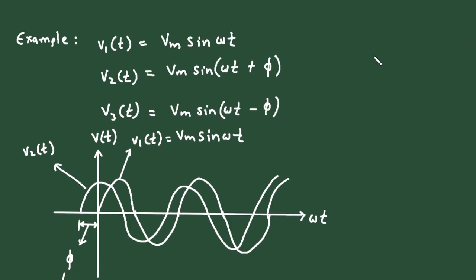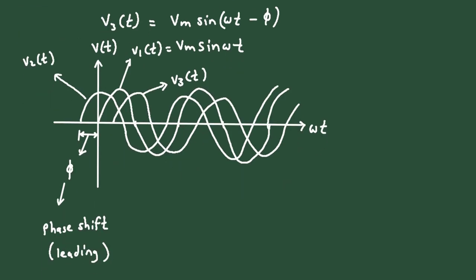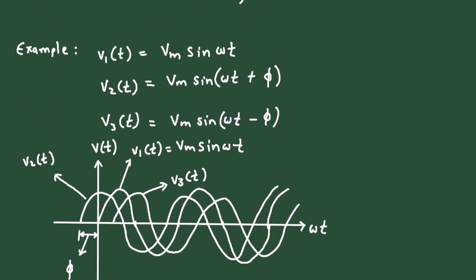Now next, let's draw V3 of t, and it is equal to Vm sin omega t minus phi. So it is minus phi, that means let's say it is starting from this point. So it will look something like this. And this is V3 of t. And this distance is again phi, which is the phase shift.